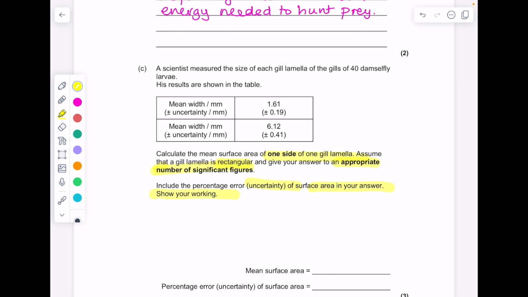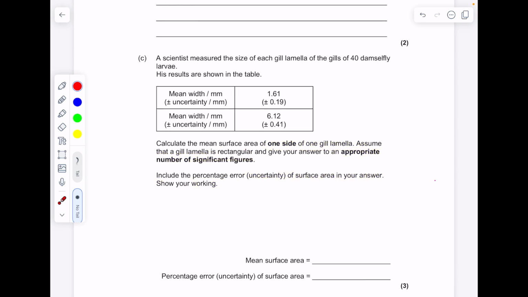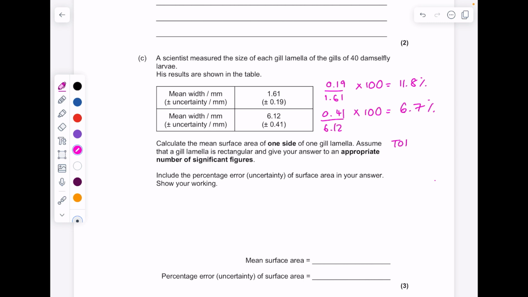Show your working. So I'm going to start by finding the percentage uncertainty. So we take the uncertainty, which is 0.19, and then divide it by the reading, 1.61. There's the first percentage uncertainty. Let's do the same with the width. Take the uncertainty, divide it by the reading. Our total percentage uncertainty now is those two numbers added up.